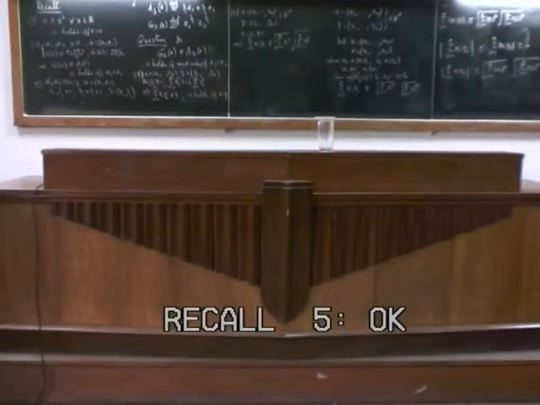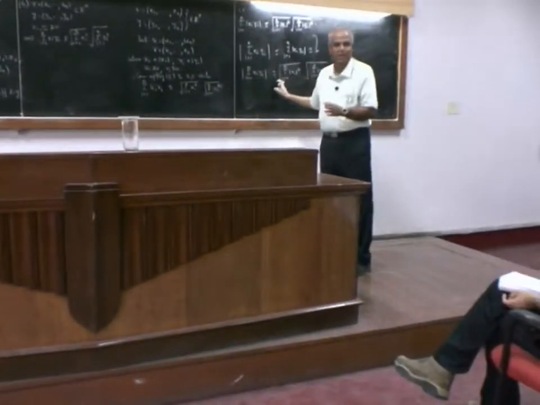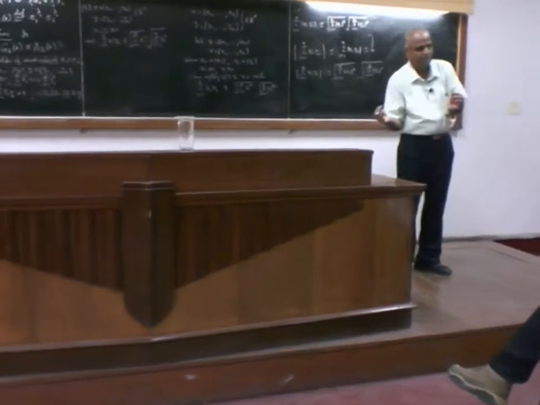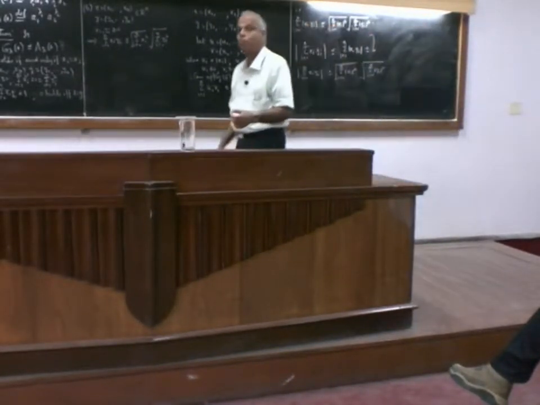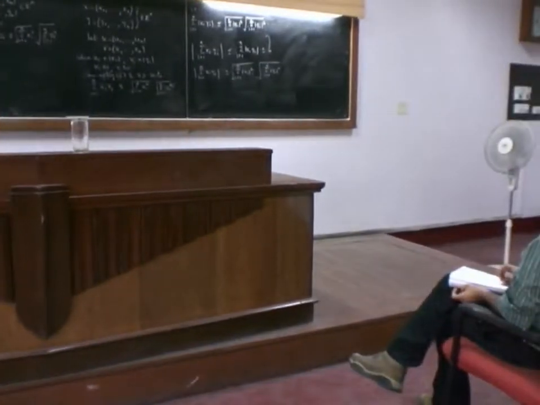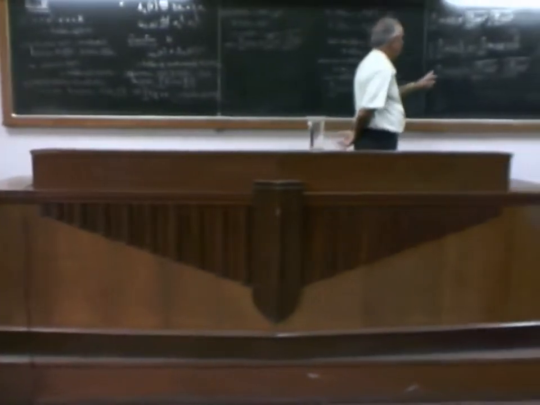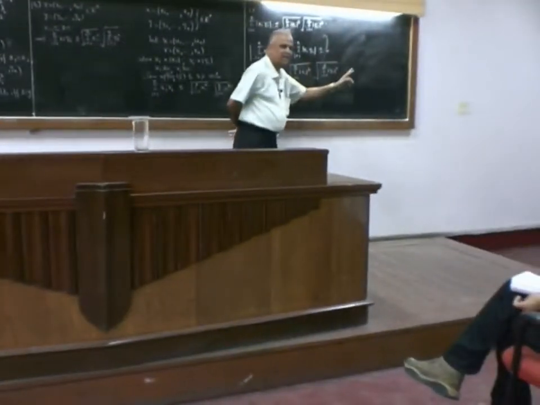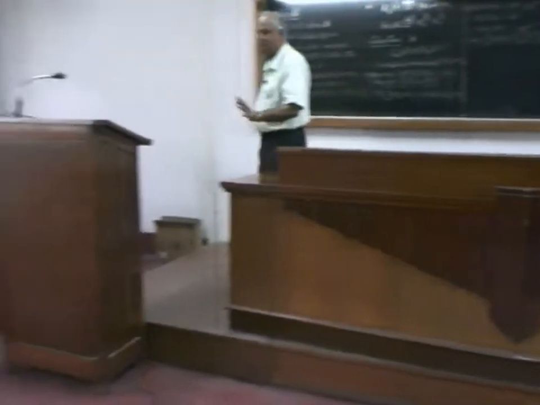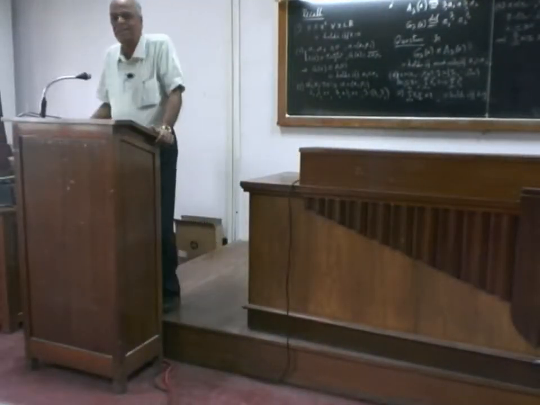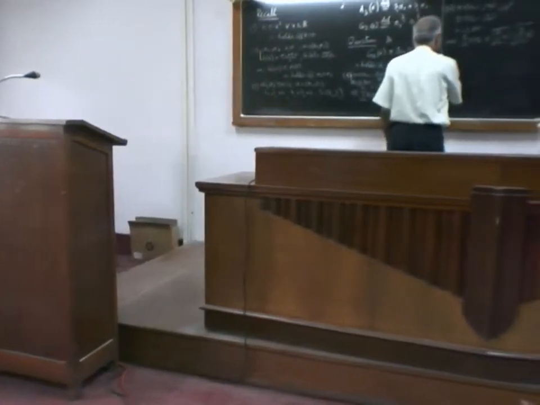But if you want this equality, both should be in the same direction, not that direction. So each must be a positive multiple of the other. So here each must be a positive multiple of the other. The moduli are a positive multiple of the other. Combine the two, and you will get that they will be linearly dependent.